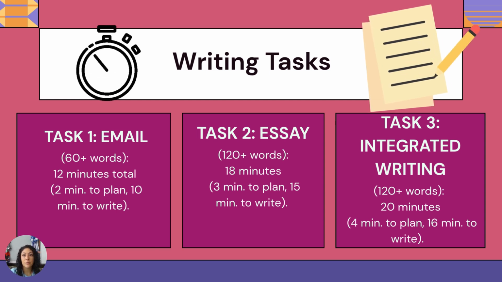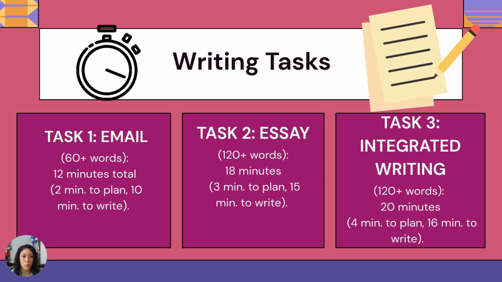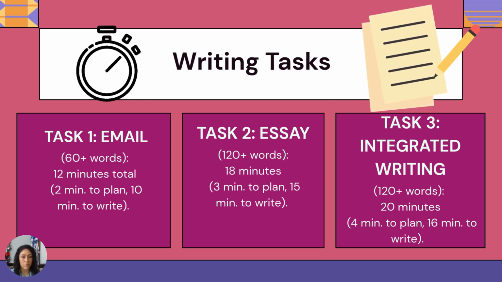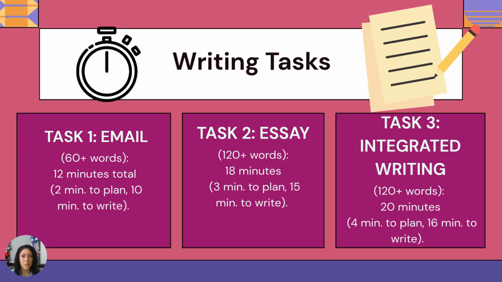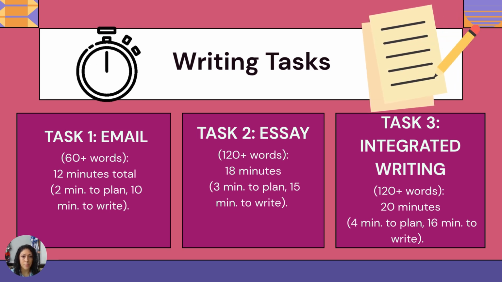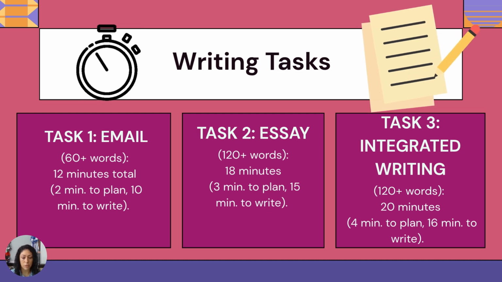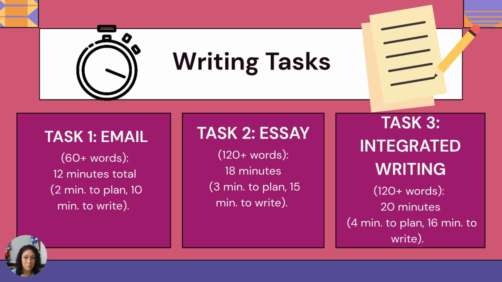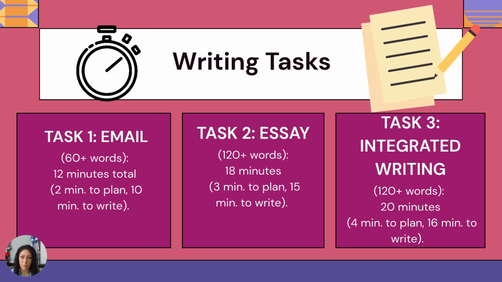The integrated writing. That means you are going to listen or read something and then you have to write about it. Write at least 120 words. They'll give you 20 minutes to do this, and then give yourself 4 minutes to plan, read the question, and figure out what you're going to write. And then make sure you can do this assignment in 16 minutes to write the whole integrated writing part.